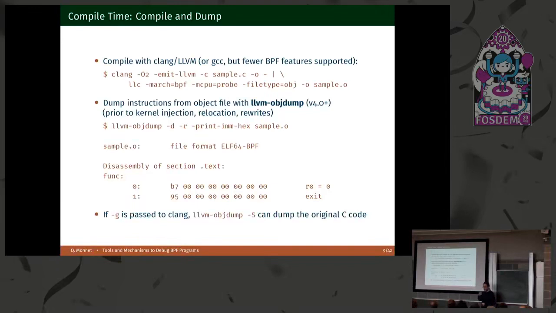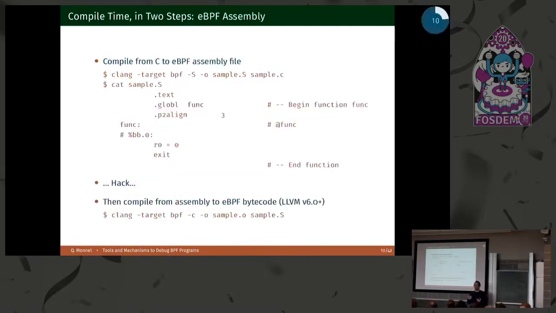B7, and the rest of zeros, is putting the value 0 into register 0, which is used for storing the return value of the program. And then I have a second instruction which says exit and return from the program. So return 0, basically. I can also get the C source code in that output if I provide the -g flag to Clang and use the different options with llvm-objdump. So that's useful to check what I have in my object file.